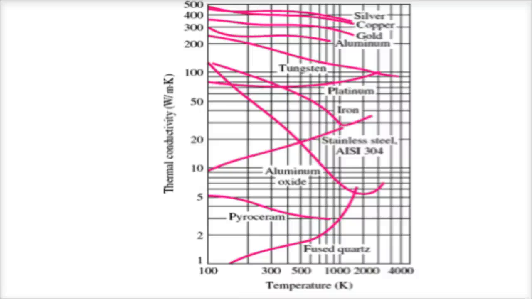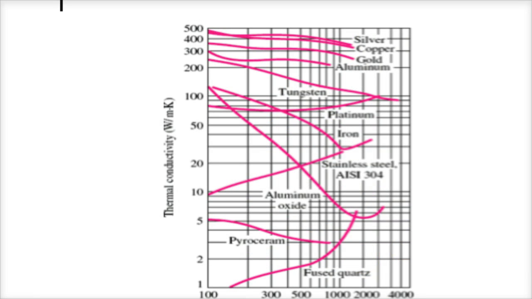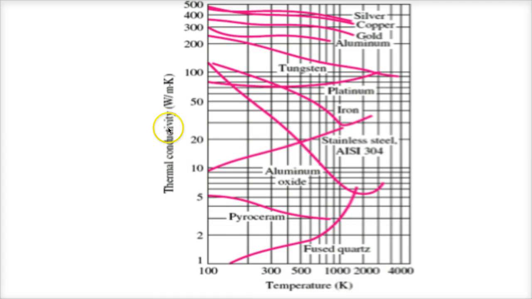So that's temperature and thermal conductivity of silver, copper, gold. Over temperature, the thermal conductivity of certain materials does change. Let's say fused quartz. After, let's say, 150 Kelvin, fused quartz's thermal conductivity increased drastically.